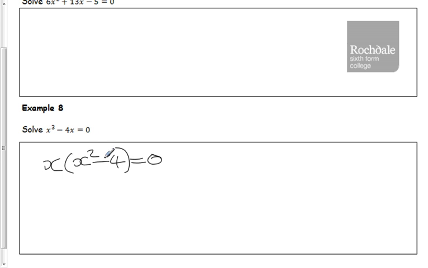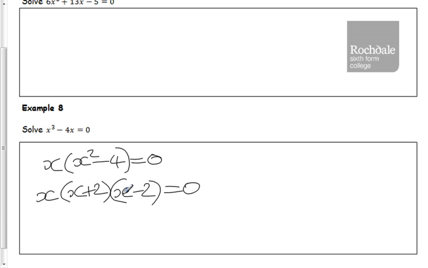So it's still a cubic equation, but it's now been broken down into a quadratic times by x. And we know how to solve a quadratic. So let's now factorize this quadratic. It's an example of difference of two squares. So it's x plus 2 times x minus 2. This cubic is now fully factorized. Start with a cubic. We've fully factorized it.